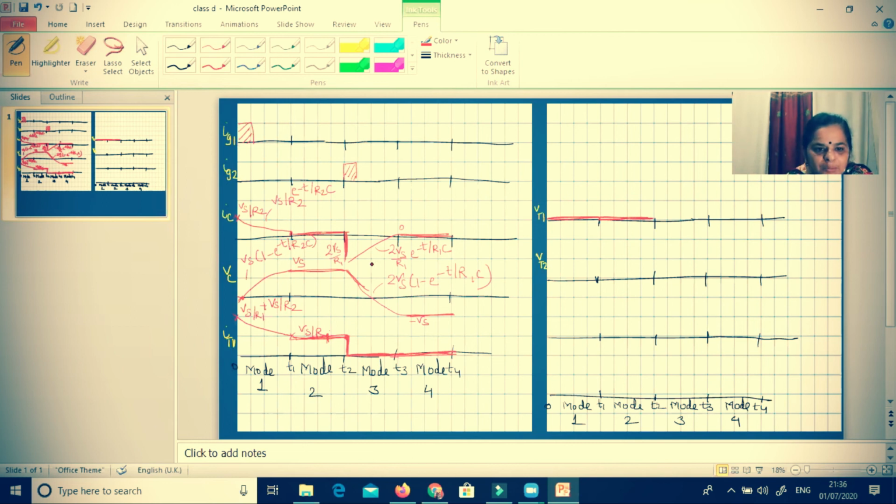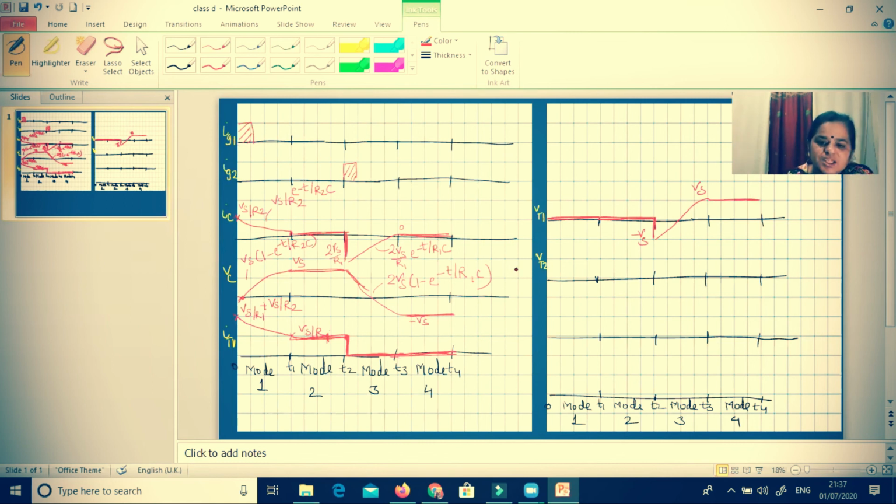Now, in mode 3, why is T1 off? Because the capacitor voltage is appearing through the short circuit of T2 across T1 as a reverse bias. So the voltage across T1 is minus Vs and it will change its value just the inverse of this. As the capacitor voltage changes its value from plus Vs to minus Vs, when it appears across T1, it will change from minus Vs to plus Vs, and then it will stay at plus Vs.